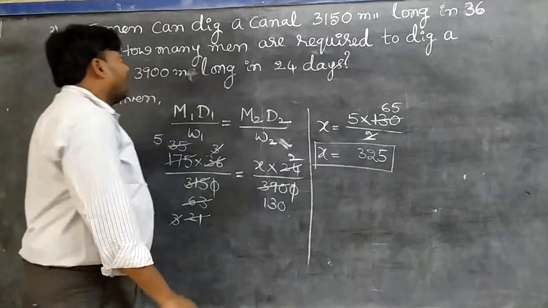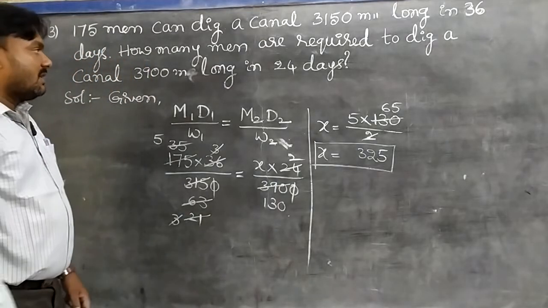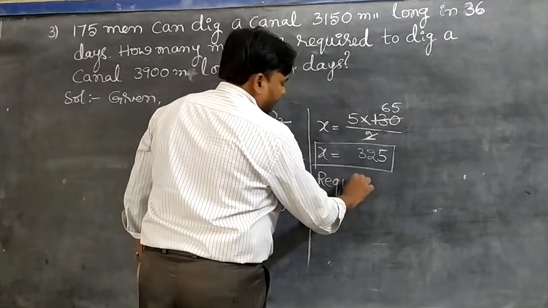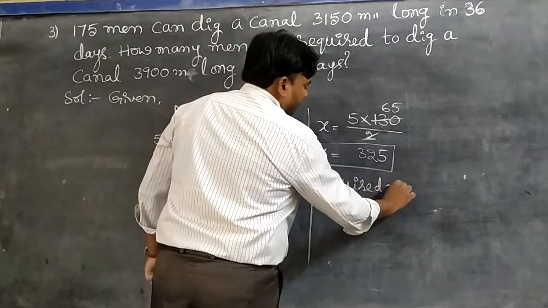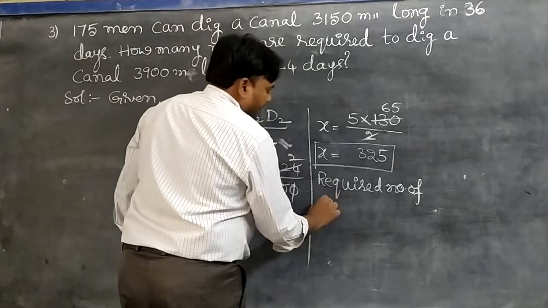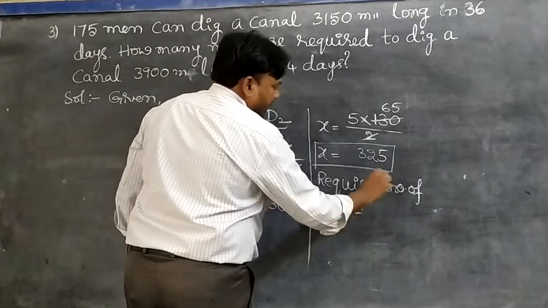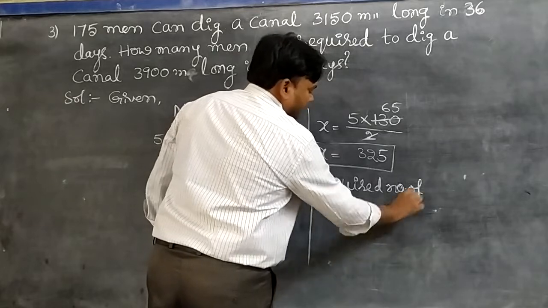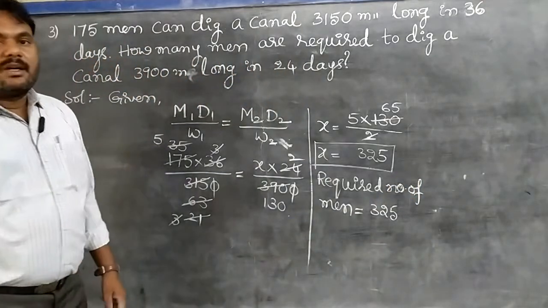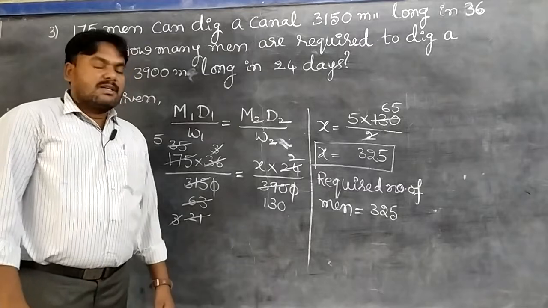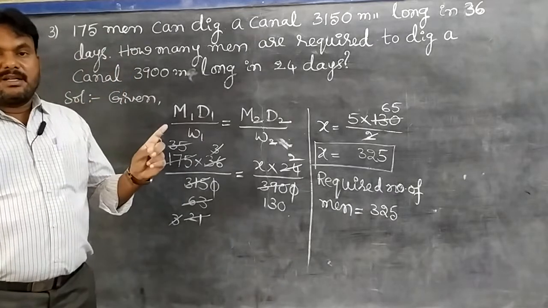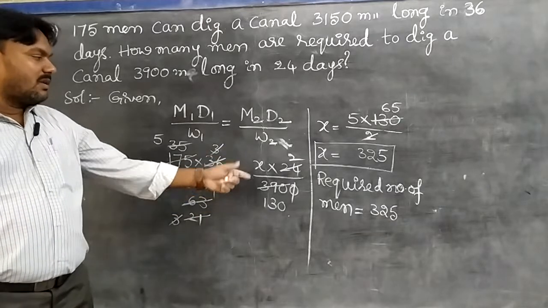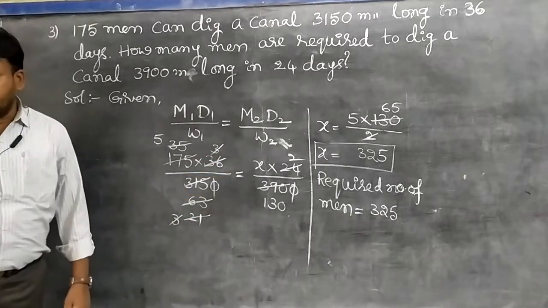So the required number of men equals 325. Okay, students, related to this problem I gave a homework problem. Practice the academic method and the formula method also. Students, did you understand this one? I think all of you understood. Practice carefully.